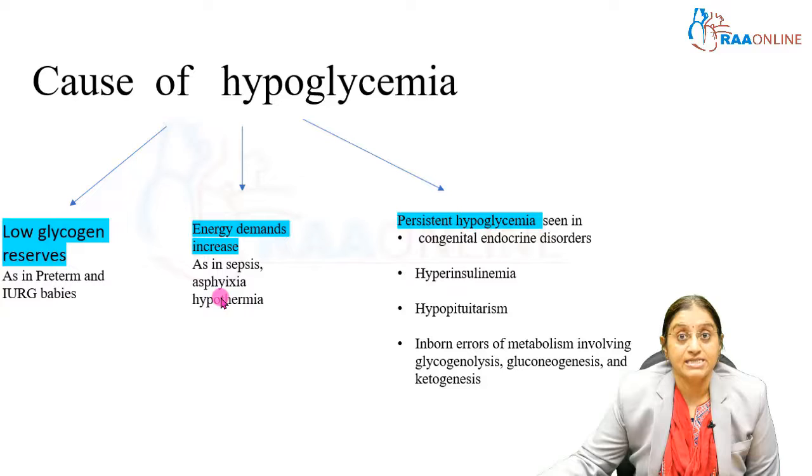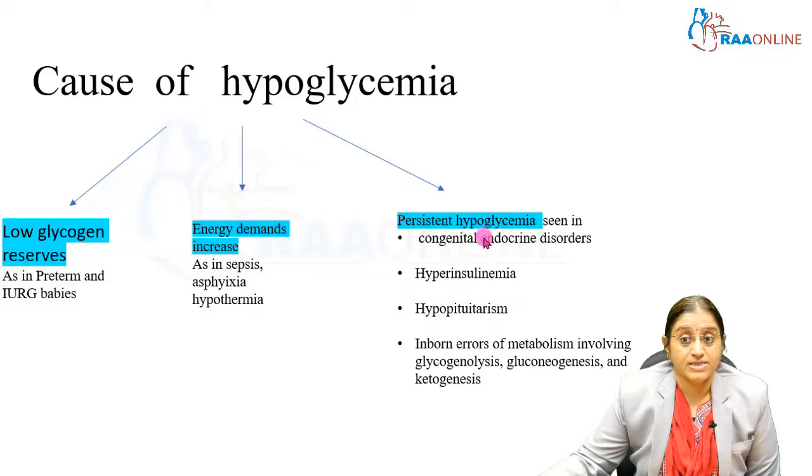Energy demands increase when there is a sudden stress for the baby, like sepsis, asphyxia or hypothermia. Here there is increased utilization of glucose to maintain the situation at that point by the baby. Because of this increased energy demand, and since the baby has to use the reserves it has had from intrauterine life, there can be hypoglycemia.